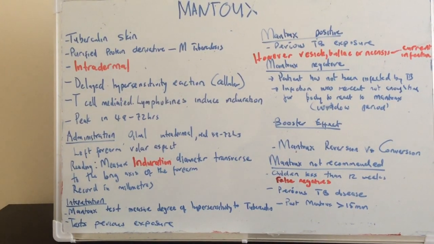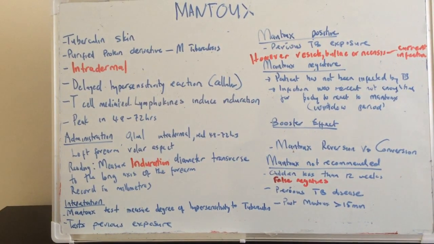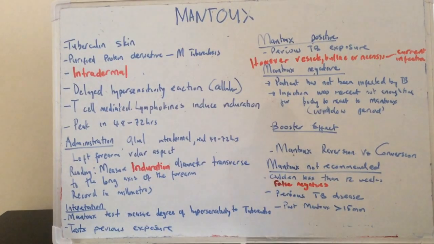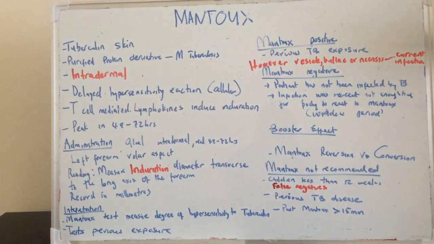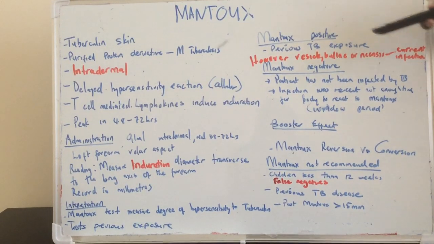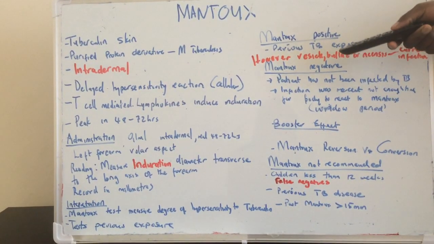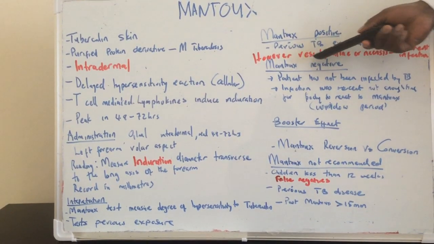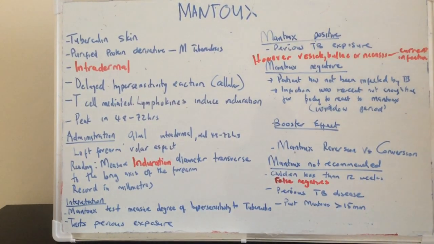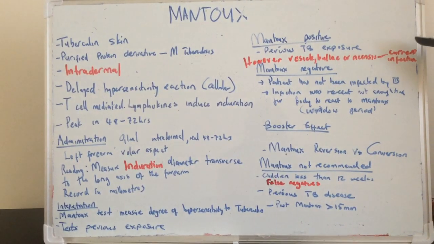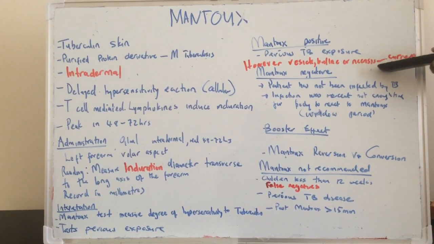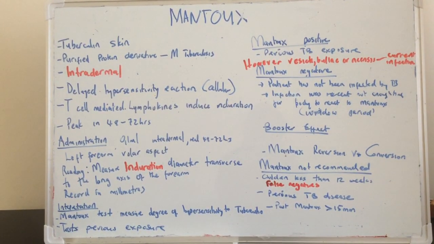So we use it to determine if there is previous exposure. If a Mantoux is positive, we say it's previous exposure to TB. But in some cases, instead of induration, the Mantoux can have vesicles, bullae, or necrosis. And in those cases, it may imply current infection.